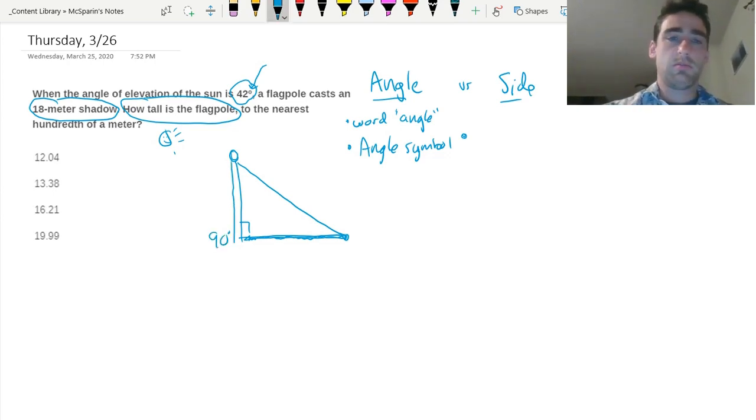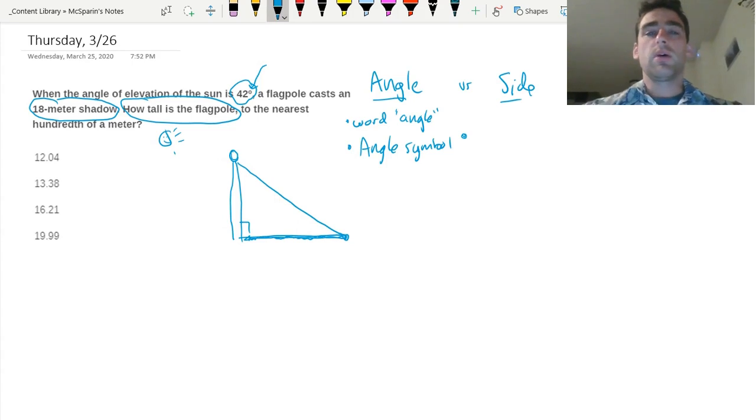Oh, dang it. Put that back. Let me take off that 90. Oh, shoot. I dropped my pen. I wish they made this pen a little bit bigger. It's very small. And now I have a fat flagpole.